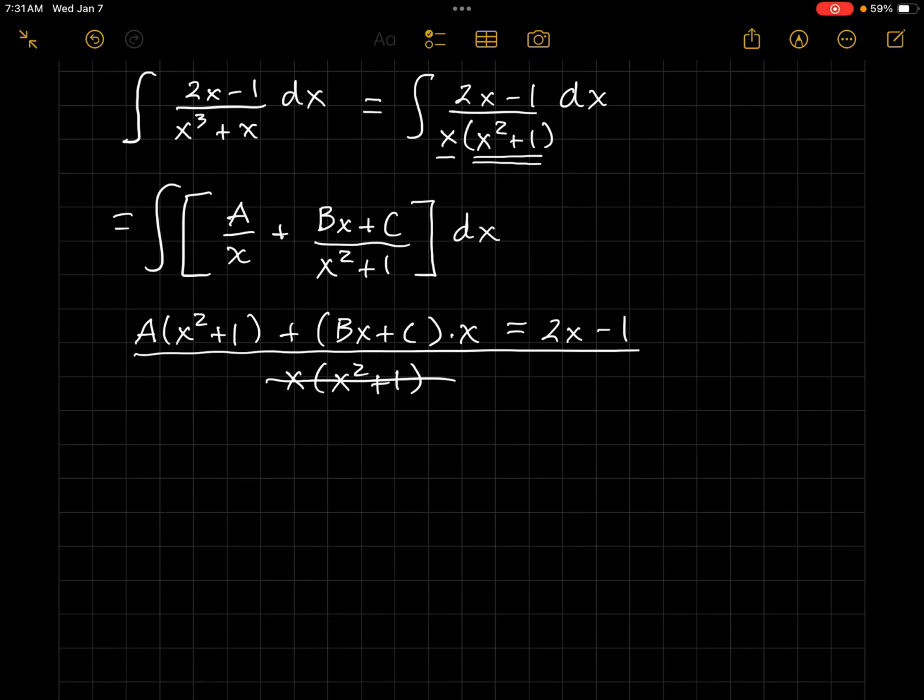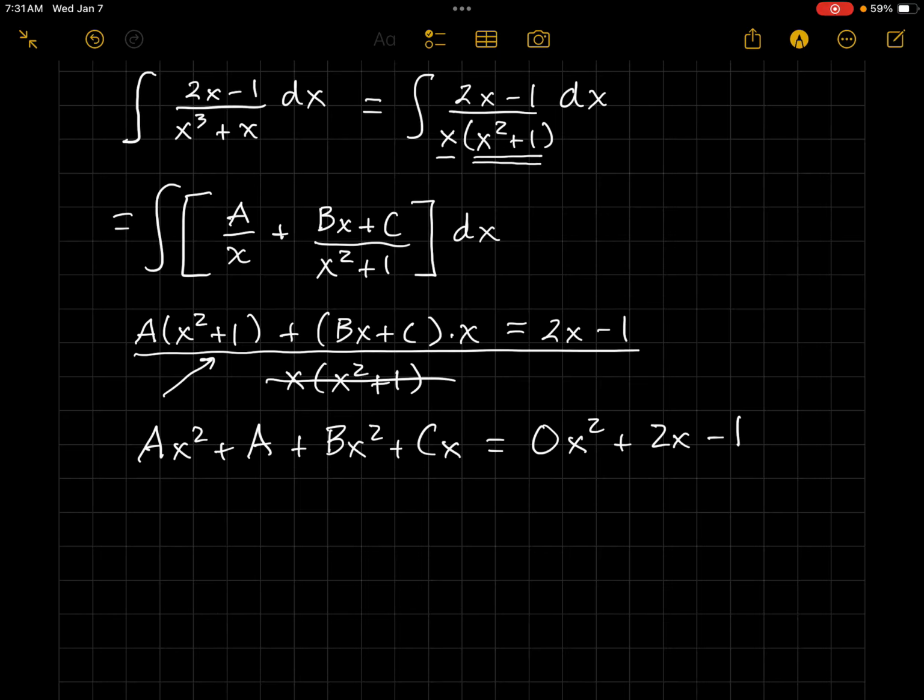Now notice here, I cannot use the version where I plug values in. Well, I guess I could, but I don't have a simple one for this term. Like, I can't plug in -1 to get a times 0. So I'm going to do the other one where I set up a system of equations, where I have ax squared plus a, that is, I'm going to multiply all of these things out, plus bx squared plus cx equals, and watch what I do here, 0x squared plus 2x minus 1.